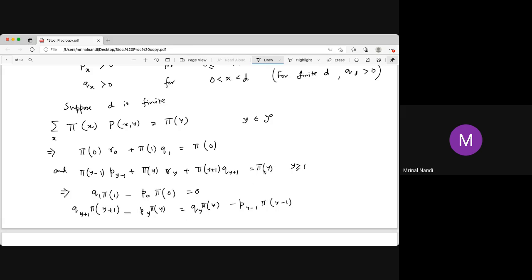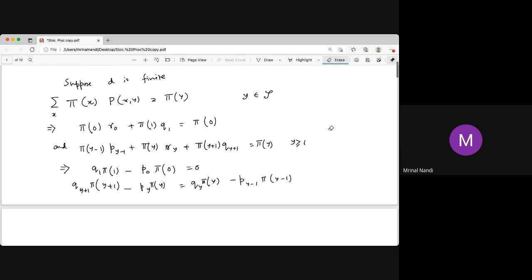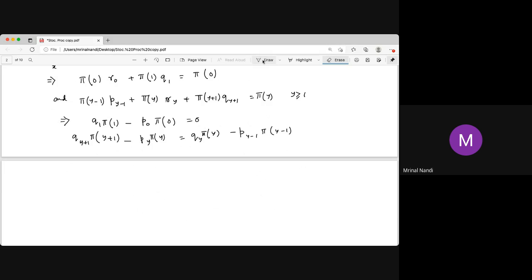We just put ry equal to 1 minus py minus qy. Remember that here ry equals 1 minus py minus qy. So you just replace ry and you will get this relation. Now this is true for all y greater than or equal to 1, and for y equal to 0 this is the first one.